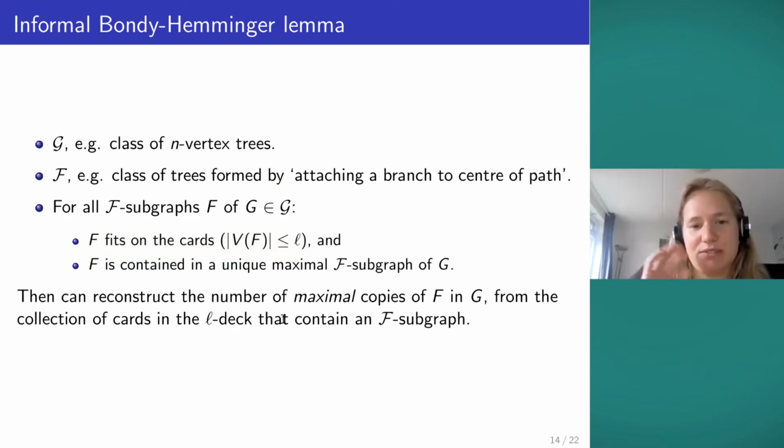And there's a few more tricks that we need to do here. But this is sort of the main idea behind our approach of handling the case where the longest path is not too long.